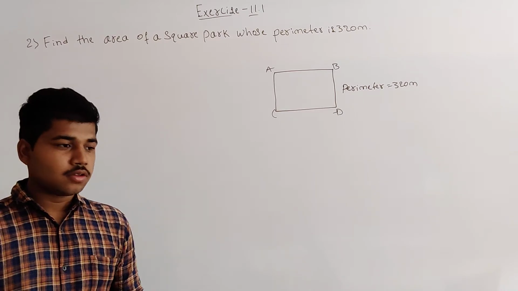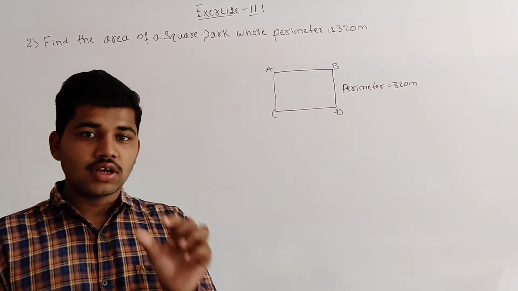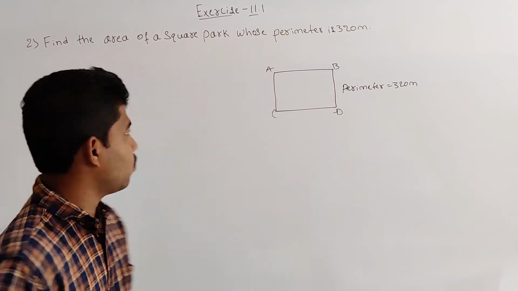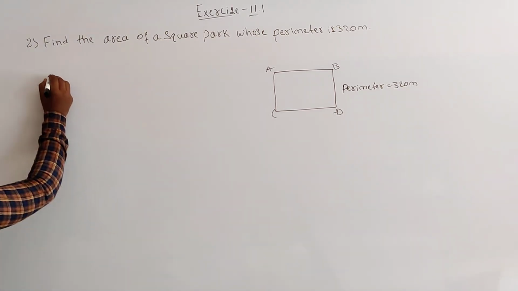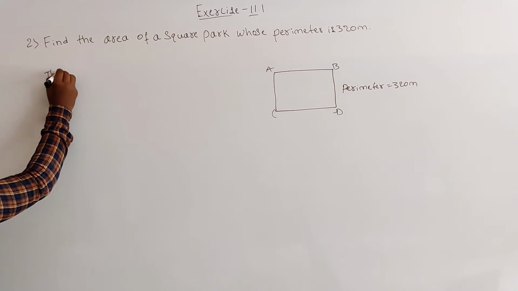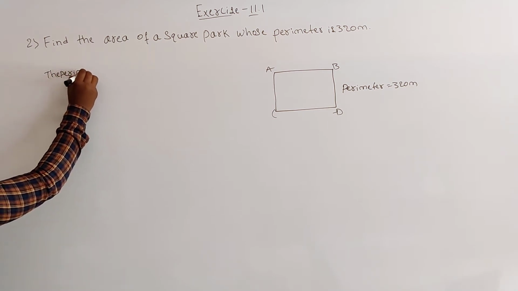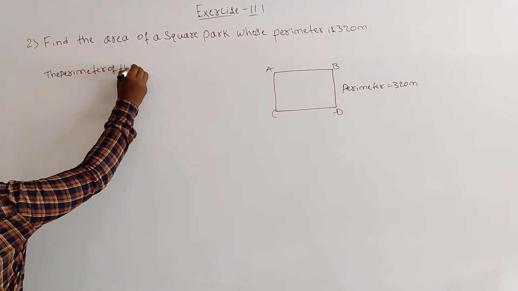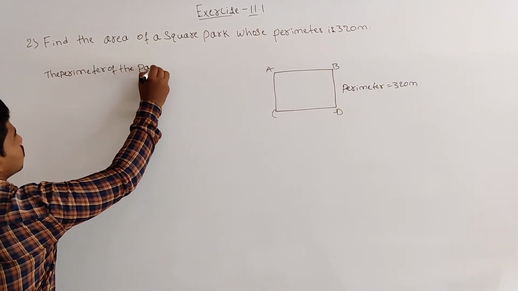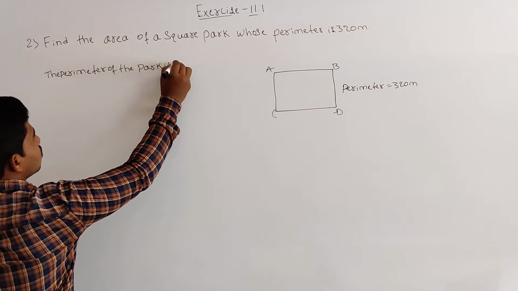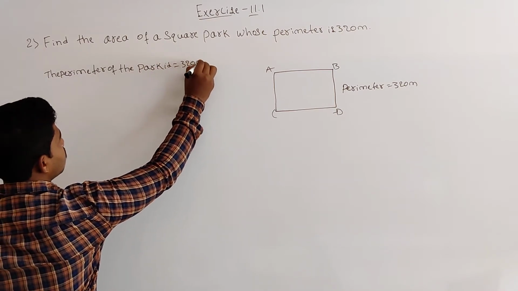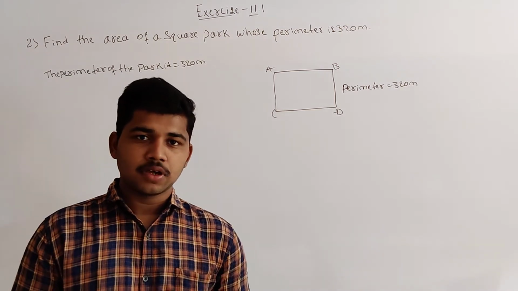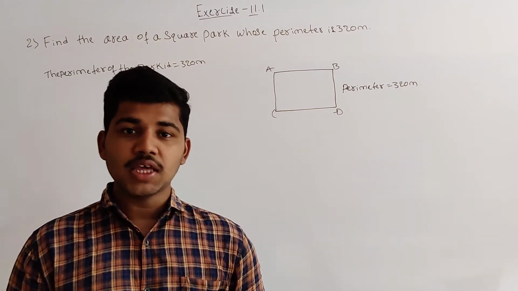First you should find one side of the park. How to find it? The perimeter of the park is 320 meter. First you should find one side of the square.